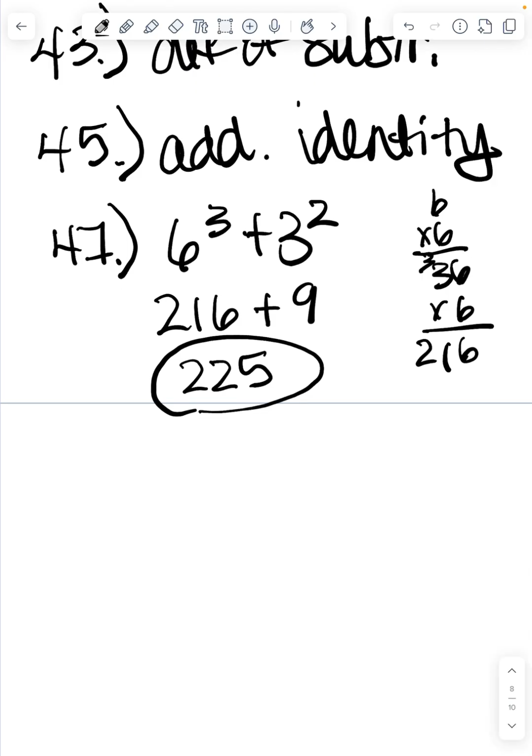And then I forget already. Are we supposed to do 49? Oh, yeah. 43 to 51. Okay. So 49.